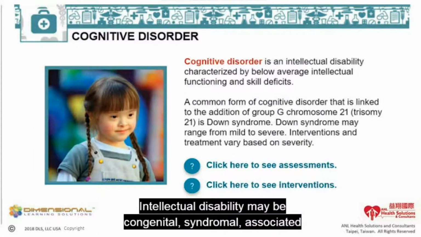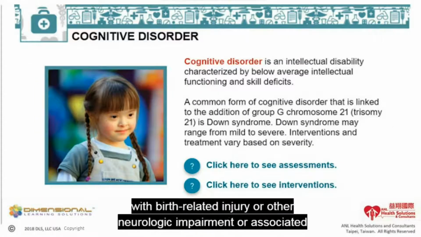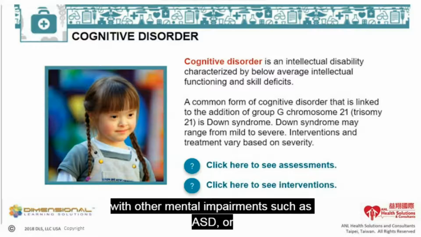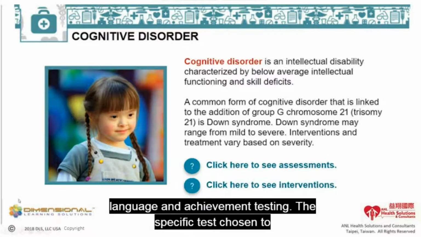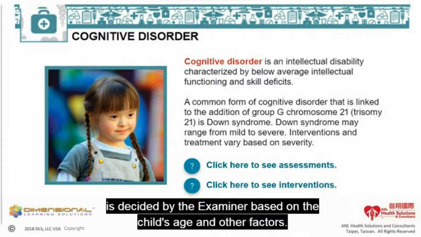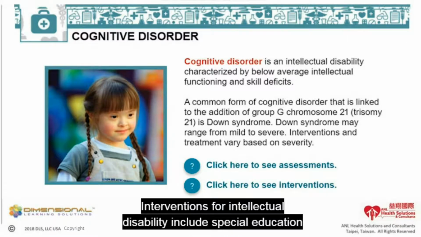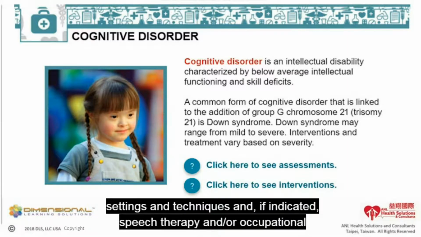Intellectual disability may be congenital, syndromal, associated with birth-related injury or other neurologic impairment, or associated with other mental impairments, such as ASD, or may be neurodevelopmental in nature. Assessments for intellectual disability include standardized IQ, language, and achievement testing. The specific test chosen to be used is decided by the examiner based on the child's age and other factors. Interventions for intellectual disability include special education settings and techniques, and if indicated, speech therapy and/or occupational therapy.